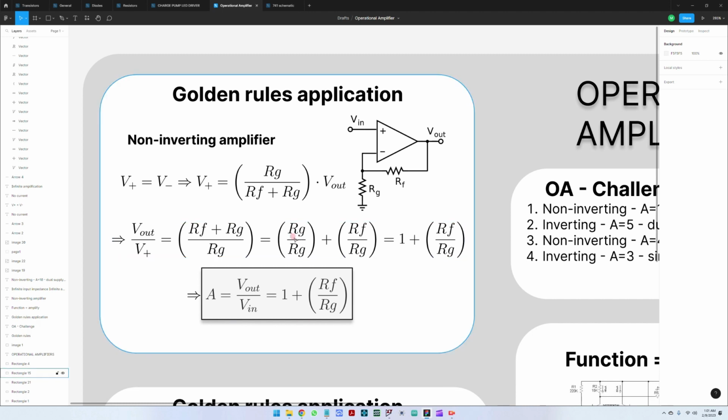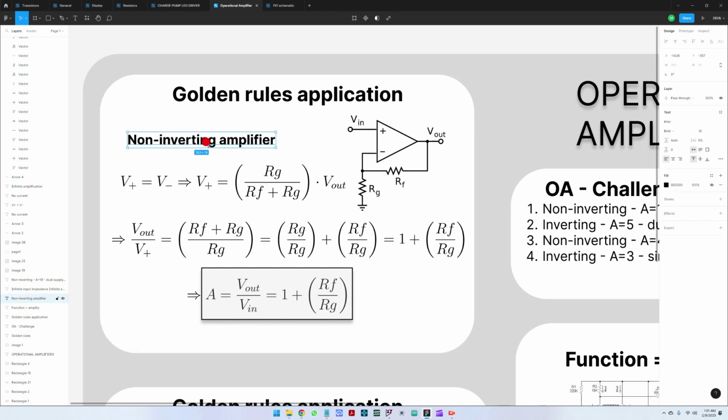So here we have a non-inverting amplifier. This means that the sine wave here will be repeated on the output in the same phase. There will be no phase difference: if this goes up, the output goes up.